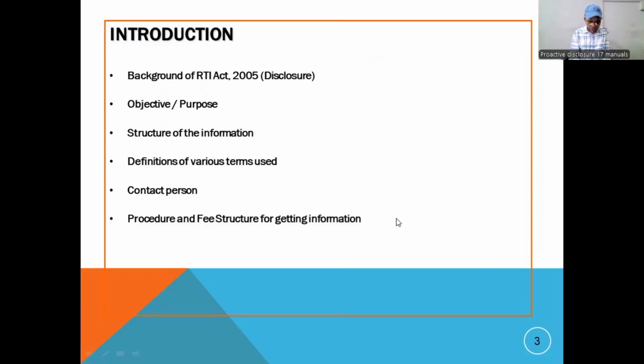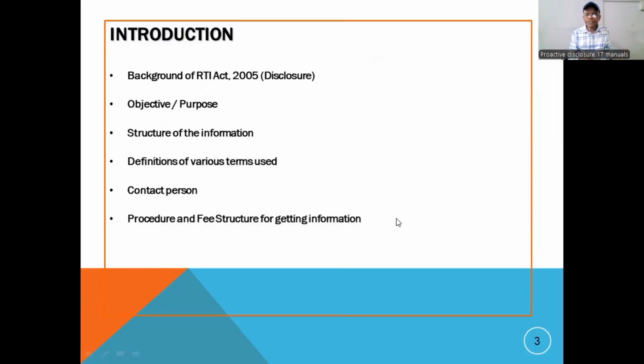In these cases, I may request one thing: the personal contact details should be very clearly given. Name, designation, mobile number or whatever it may be, official number, email address, and postal address should be very clearly enumerated or reflected.